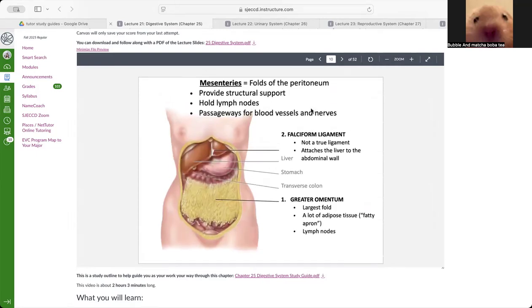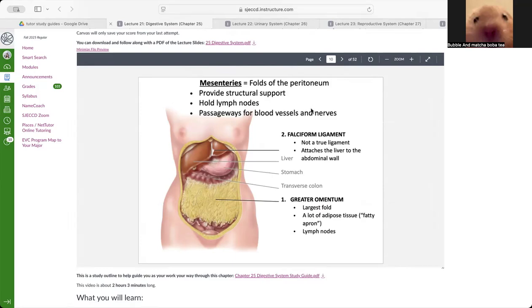So we're going to talk about mesenteries. These are basically folds of the peritoneum. Each fold, so we have the greater omentum. This is the largest fold. It's kind of like a fatty apron because it holds adipose tissue. It connects the stomach and the duodenum, hangs down over the pelvis, and folds back up.